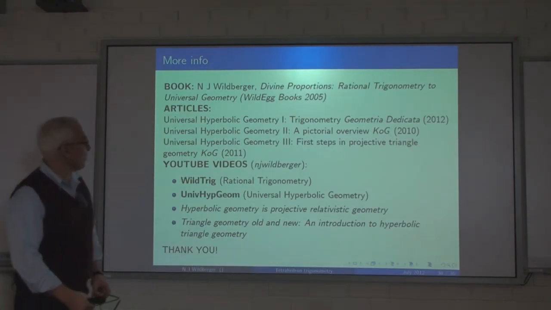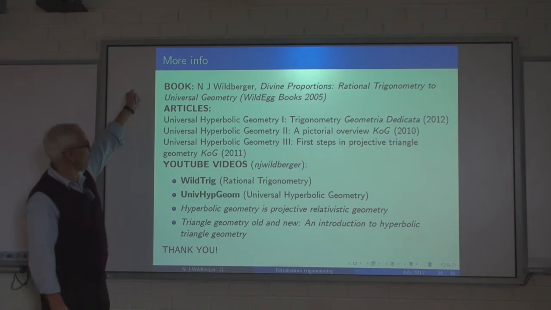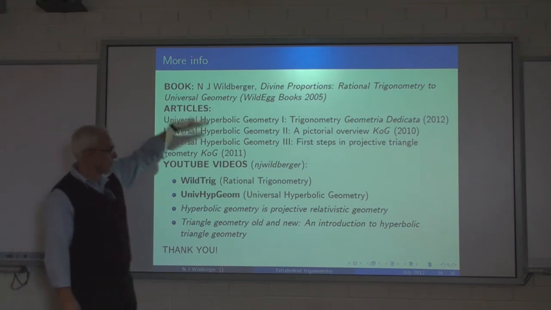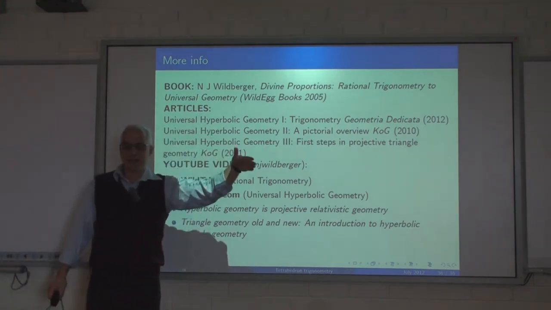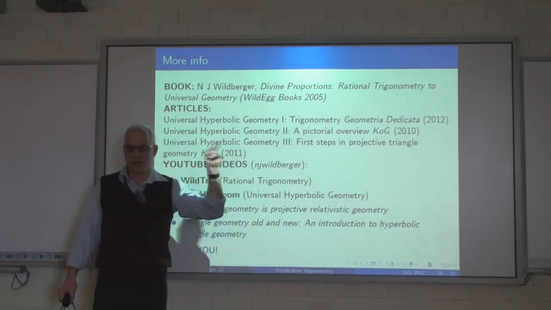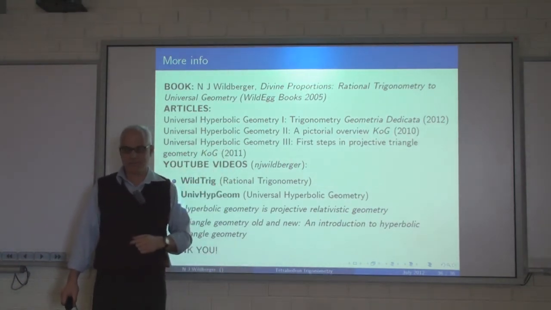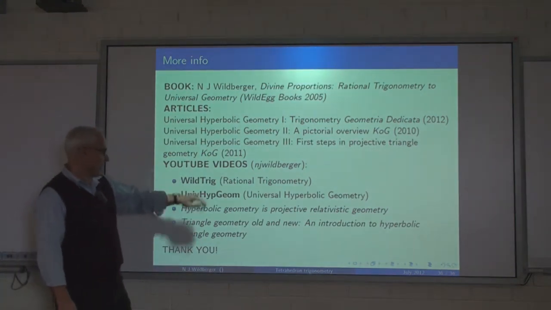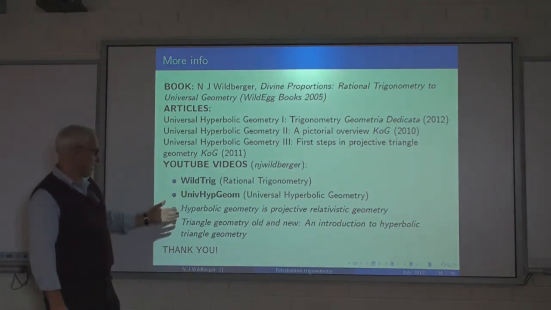Okay, so if you'd like to have some more information, there's my book on rational trigonometry. I have various articles on hyperbolic geometry, which doesn't seem to have much to do with this, but the formulas for hyperbolic geometry are exactly the same as the formulas for projective planar trigonometry that I've talked about. And then I have various YouTube videos, Wild Trig, Universal Hyperbolic Geometry, and a few others.